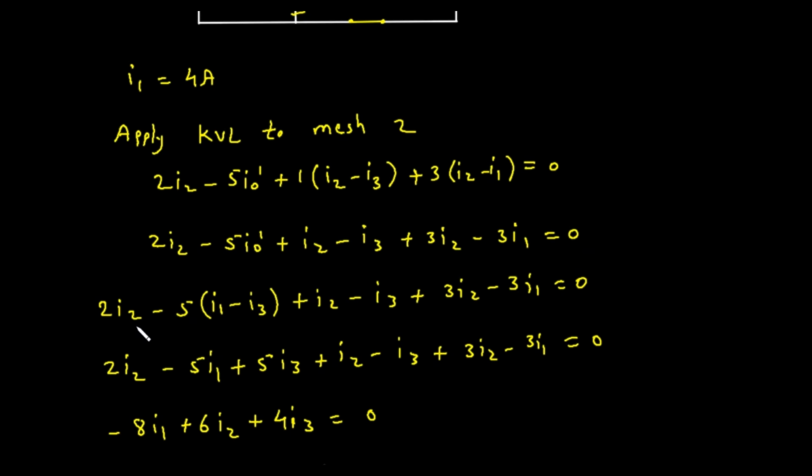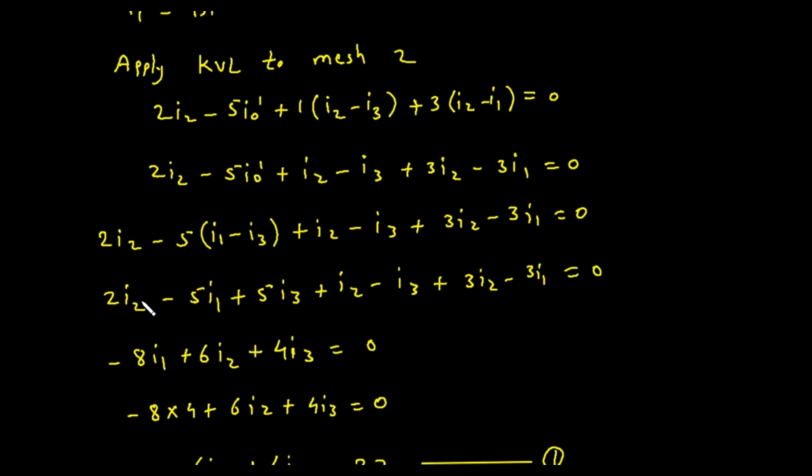Now, we substitute I sub O prime with I sub 1 minus I sub 3. 2 I sub 2 minus 5 times I sub 1 minus I sub 3 plus I sub 2 minus I sub 3 plus 3 I sub 2 minus 3 I sub 1 equals 0. Let's distribute the terms. 2 I sub 2 minus 5 I sub 1 plus 5 I sub 3 plus I sub 2 minus I sub 3 plus 3 I sub 2 minus 3 I sub 1 equals 0.